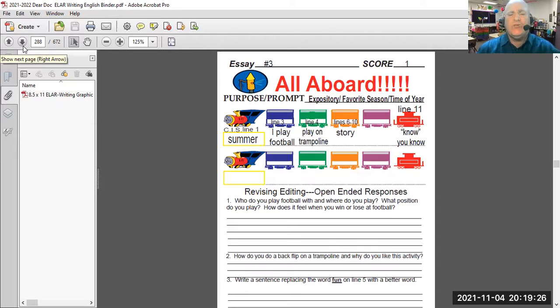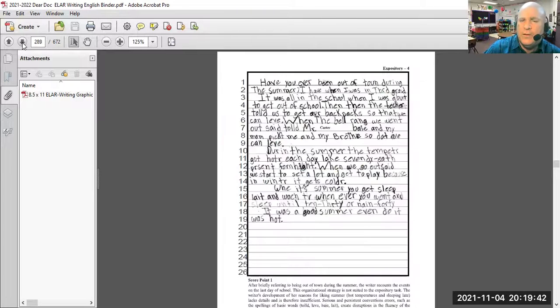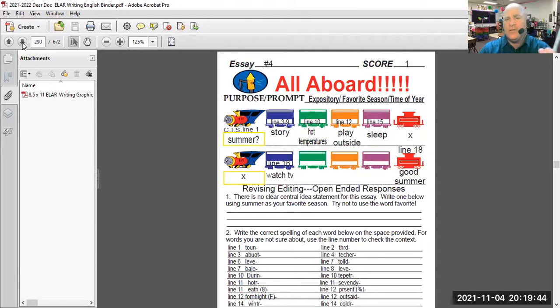What's so interesting about playing football? Reason. In the summer, the time of year. You know, that kind of is not a great way to end. So I did the same thing for the other two. This third one got a 1 because you can see I went ahead and wrote every single line, the spelling.